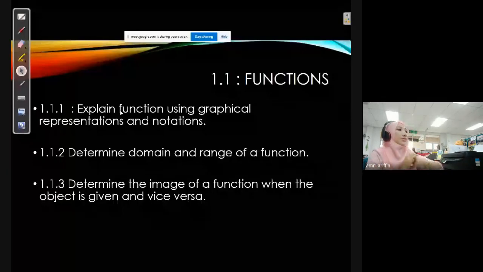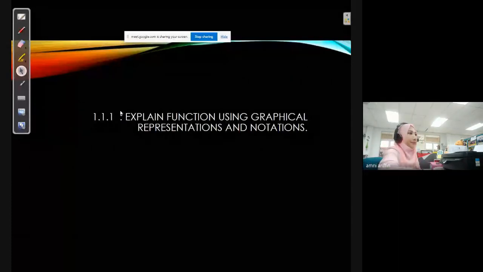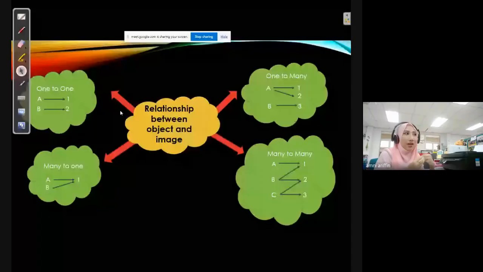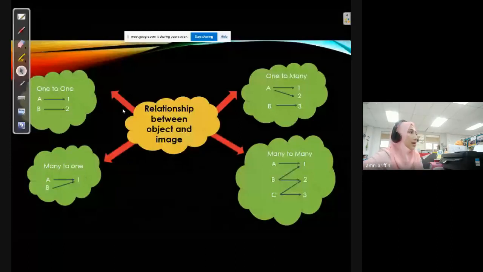Okay. So first, explain function using graphical representation and notation. Kalau kita refresh balik, yang ini adalah ada relationship between object and image. Sebab yang tajuk ni yang kamu nampak dalam screen sekarang, saya rasa kamu dah well known, kamu dah faham, kamu dah tahu apa maksud sebagai one to one. Ini semua dalam topik Form 2 tak silap saya. So ada 4 relationship between object and image, which is we have one to one, and then we have one to many, and then many to one, and then many to many.